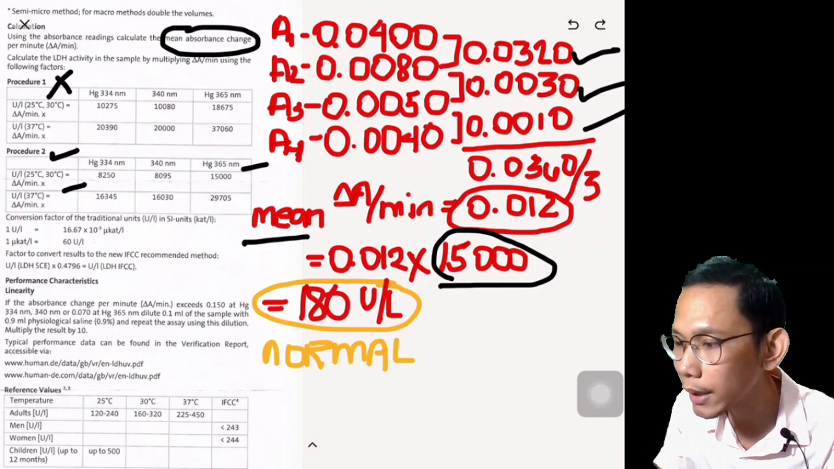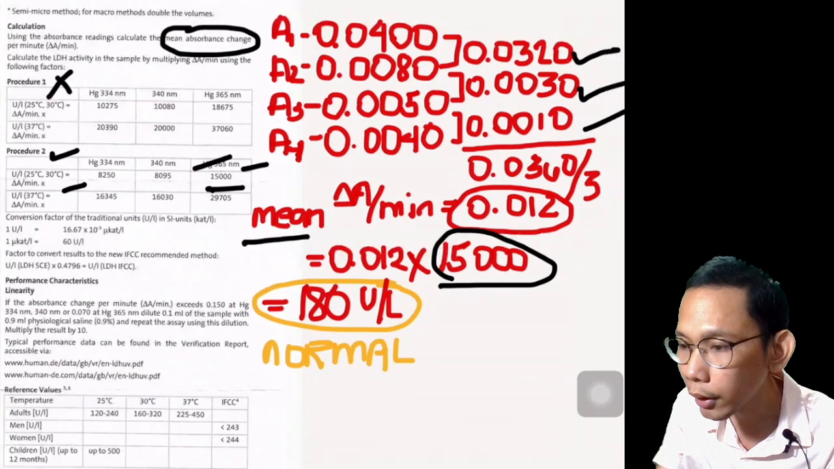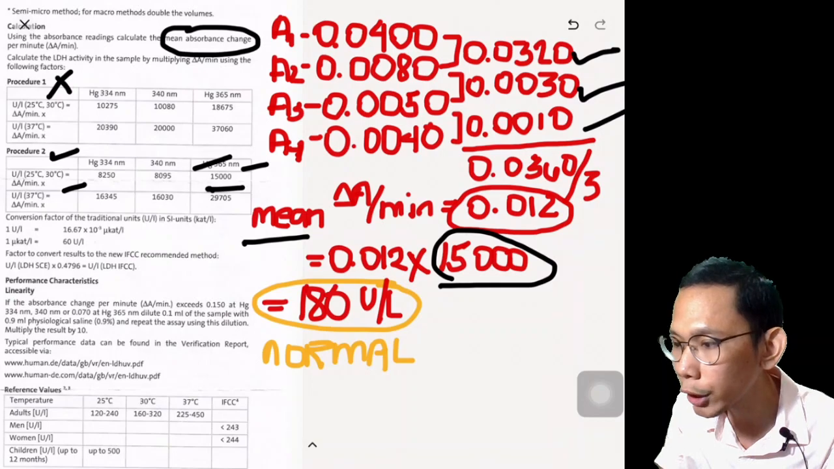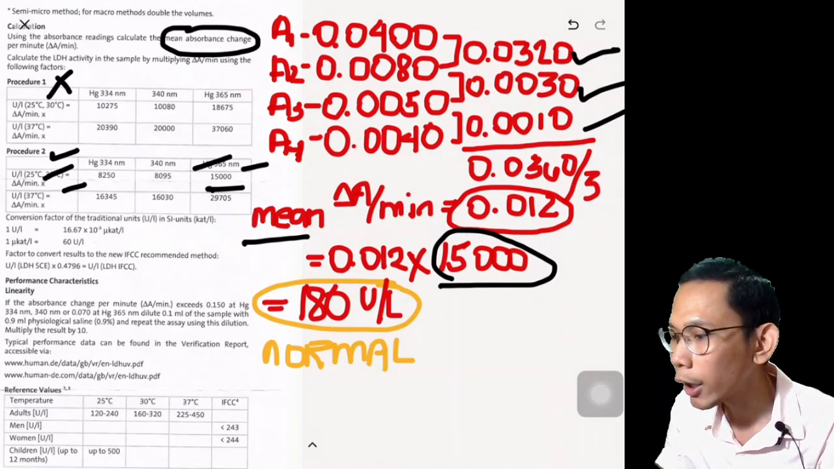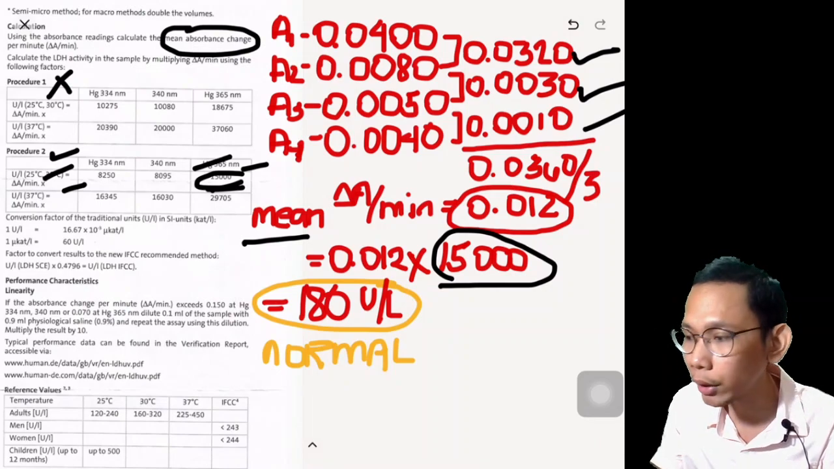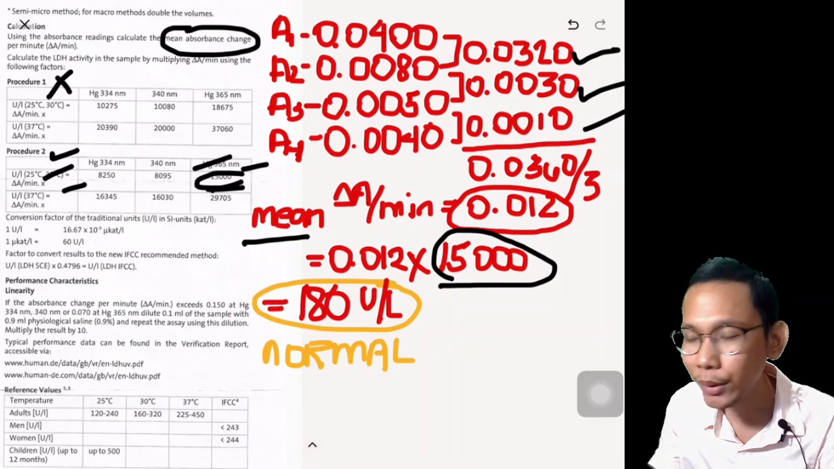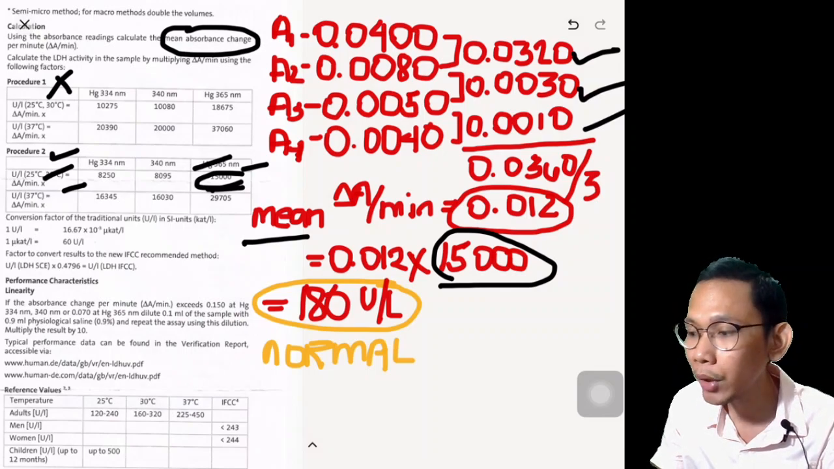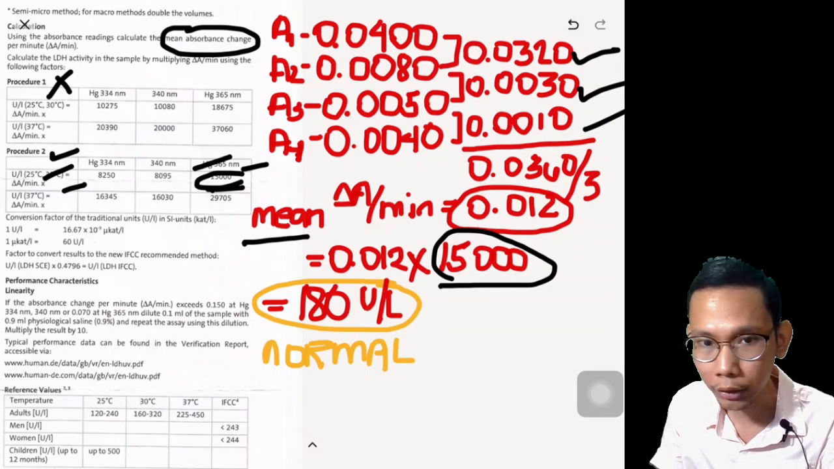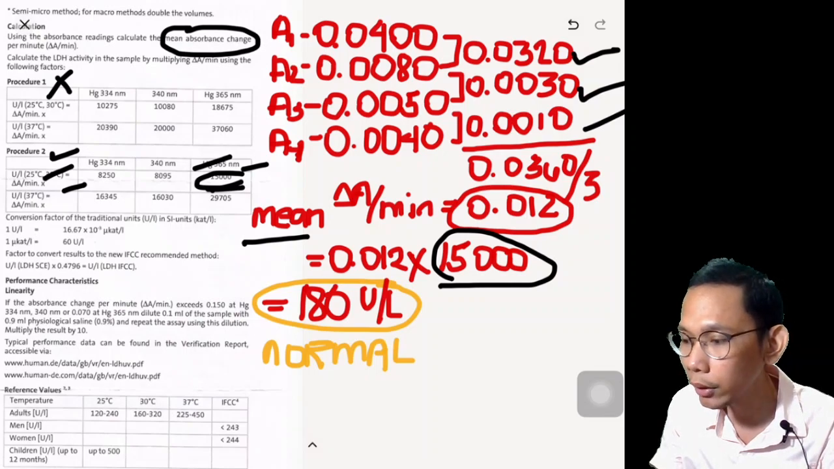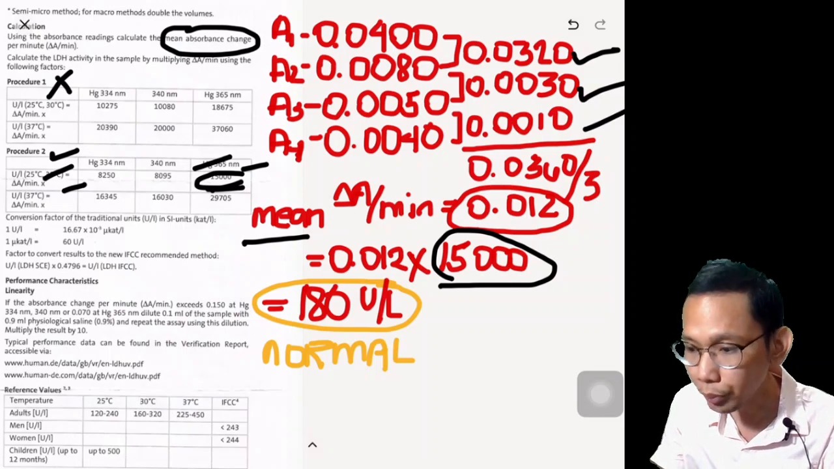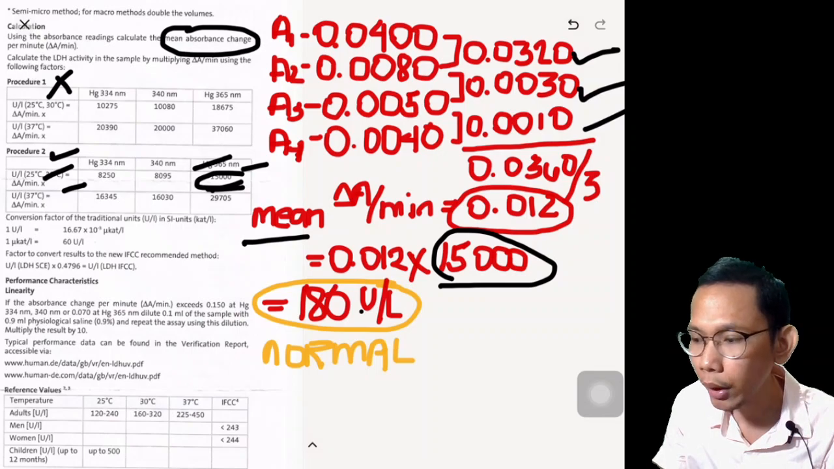Ito, 15,000 kasi wavelength, 365 and room temp. So, in short, 15,000. So, our value, mean absorbance change per minute, 0.012 times 15,000. The value is 180 unit microliter. So, 100 microliter, which is, check natin sa reference value.